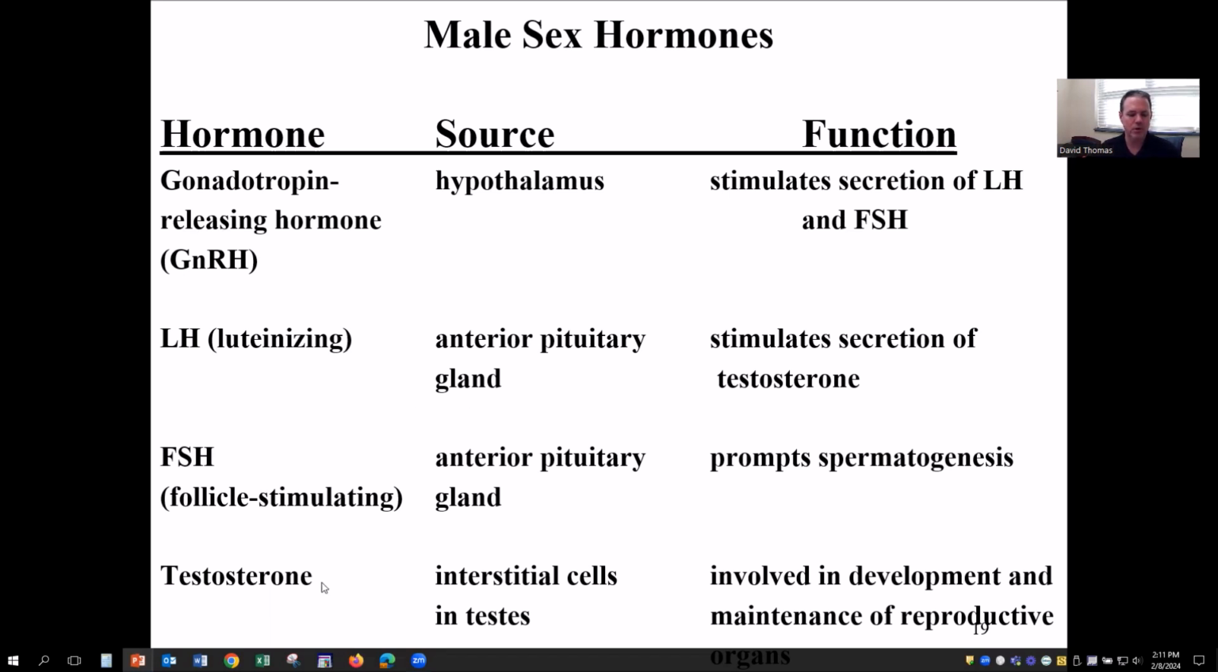Testosterone, we mentioned earlier, but here it is again. It is produced within the testes, specifically by those endocrine cells called the interstitial cells, where it has a direct involvement in developing and maintaining reproductive organs, the testes, and also the development and maturation of these sperm cells. That concludes this brief overview of the male reproductive system. We'll go through the same with the female reproductive system next.